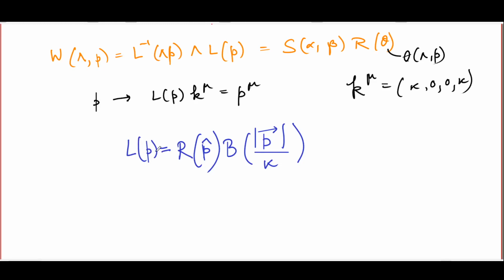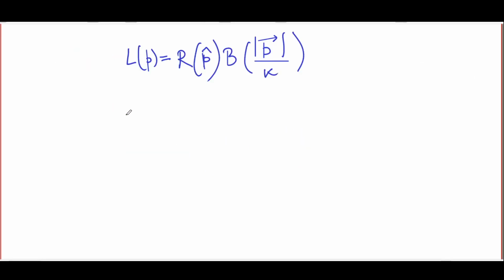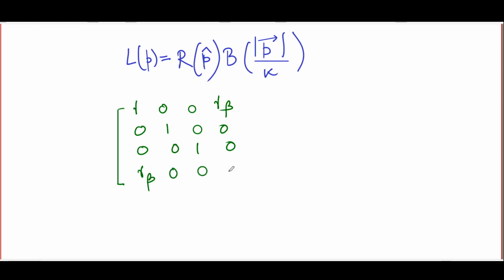Let me point out that we have still not completely specified L of P because we need to specify exactly what R of P we have to use. But before we go there, let us try to figure out what the expression for the boost B of mod P by kappa should be. Now the generic boost, when you're talking about going over to another observer with velocity minus beta along the z-axis, is given by the following. 1 0 0 gamma beta, 0 1 0 0, 0 0 1 0, gamma beta 0 0 gamma.